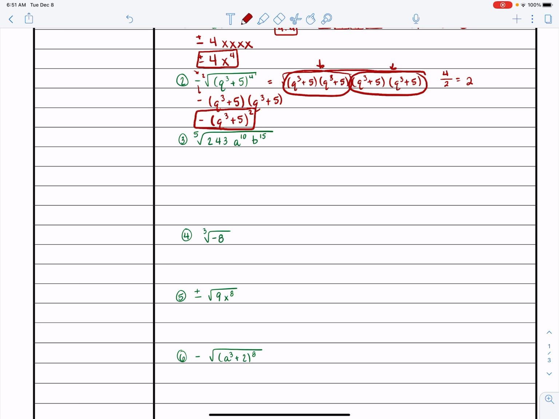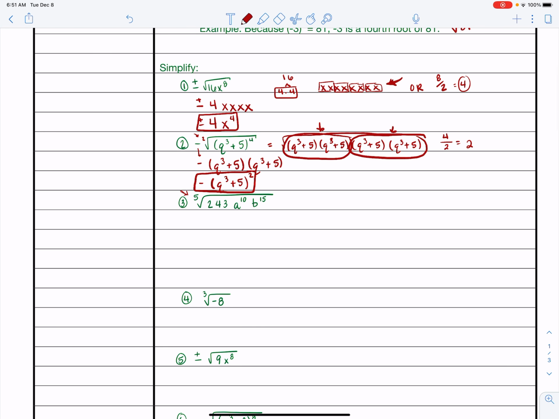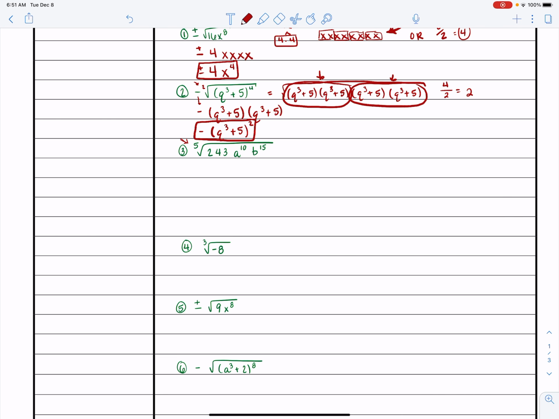Instead of having a square root this time, I have a 5th root. Okay, so let's talk about what that means. When you have a square root, you need a pair of the same thing to take it outside, because a square root is 2. When you have a 5th root, you need 5 of the same things in order to take one outside of the root. So 243. I need to find something that multiplies by itself 5 times to get to 243.